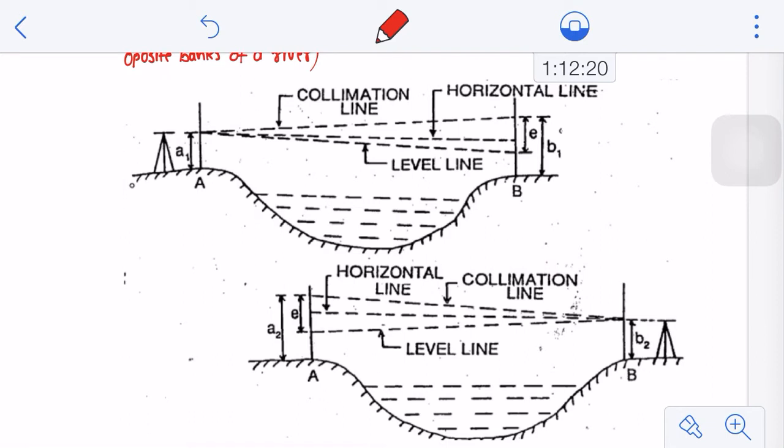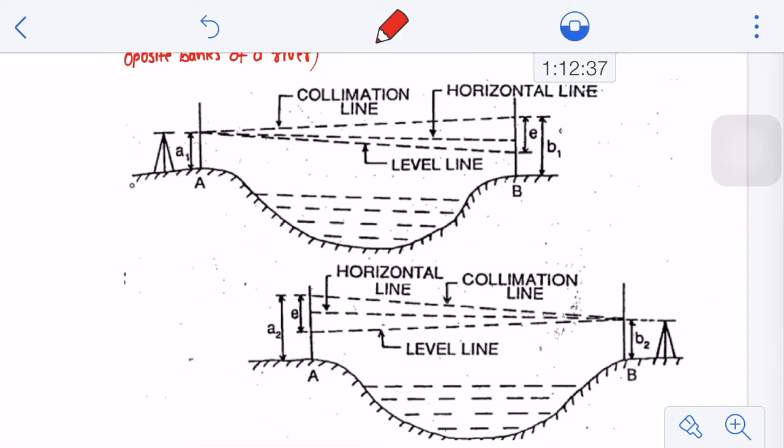So as you can see here on this figure, point A and point B are now situated on the opposite banks of the river, and in between is the river passing. So it is the cross section of the river, right? Now we are interested in determining the elevation difference between point A and point B. So how is it to be done?